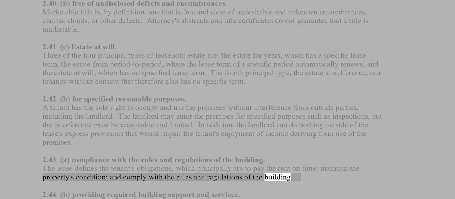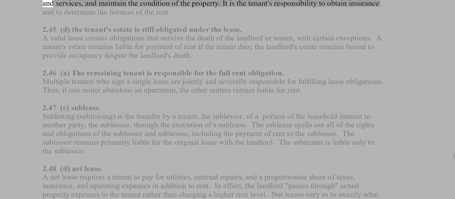2.44 B. Providing required building support and services. The lease defines the landlord's obligations, which principally are to provide the necessary building support and services, and maintain the condition of the property. It is the tenant's responsibility to obtain insurance and to determine the fairness of the rent.